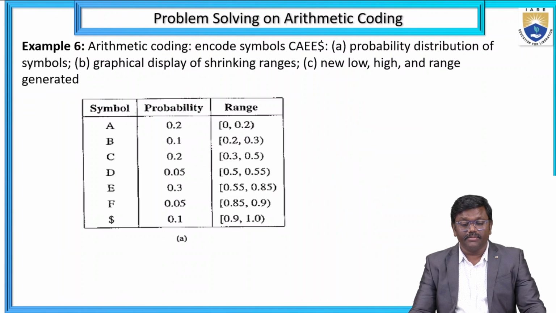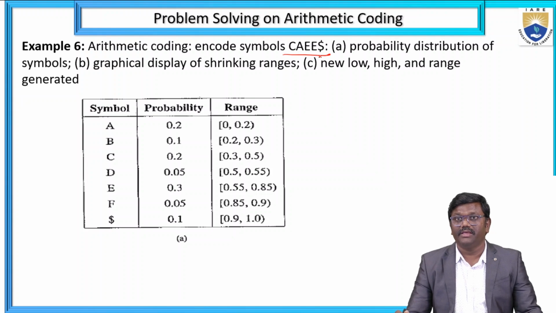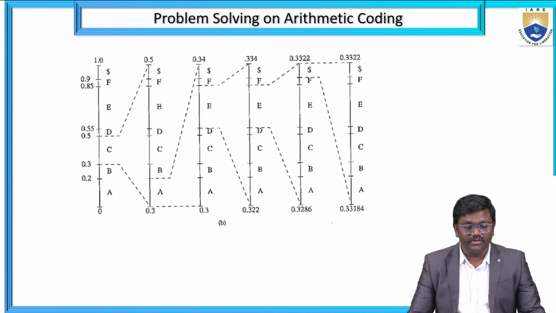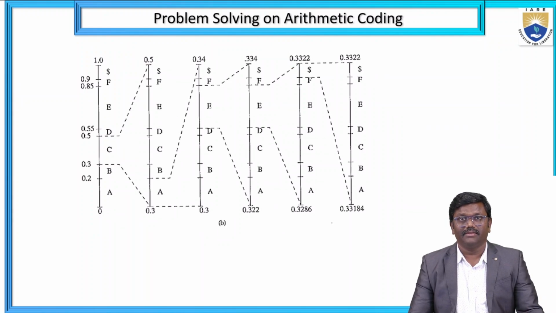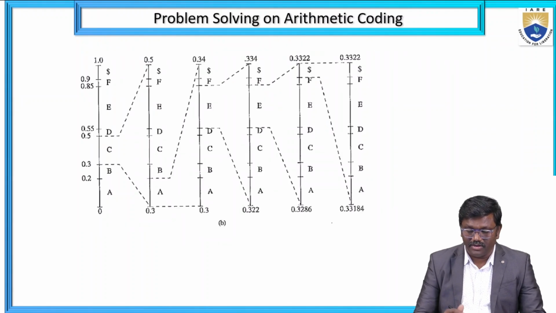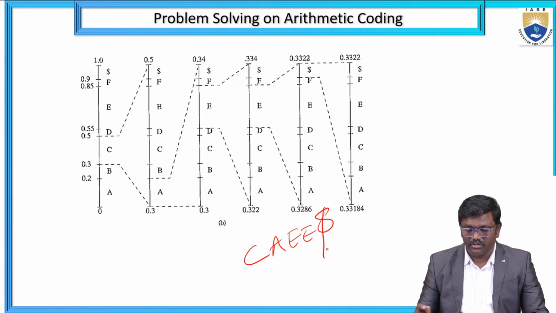Now arithmetic coding encodes symbols. Let me take this one-line symbol string CAEE dollar. A is the probability distribution of the symbols, B will be the graphical display of shrinking ranges, and C will be the new low, high, and range generated. So taking the table, the symbol probability range is given. According to this, we'll start drawing the symbols. Your given example is CAEE dollar. So this is the dollar.